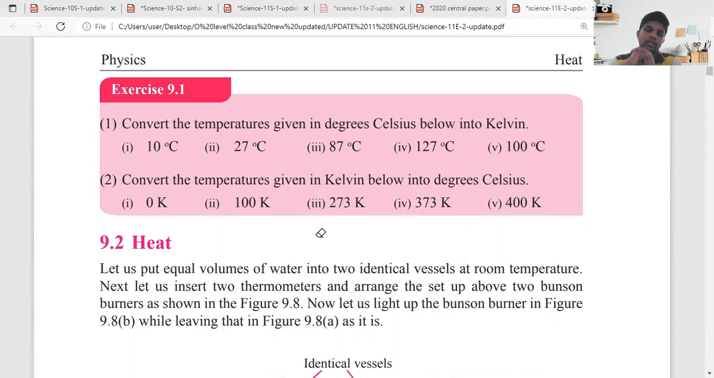So what do you want to do? Tell me. They have given you the Celsius value. Then they are asking the Kelvin value. What do you want to do?